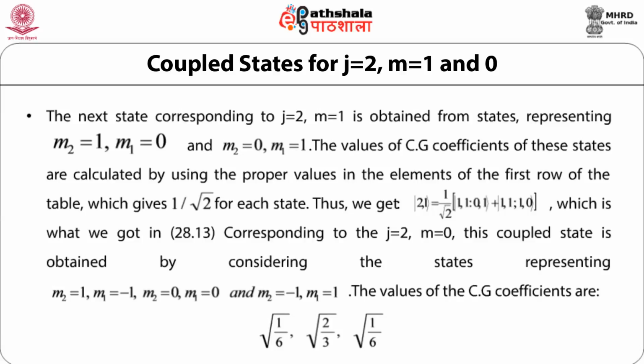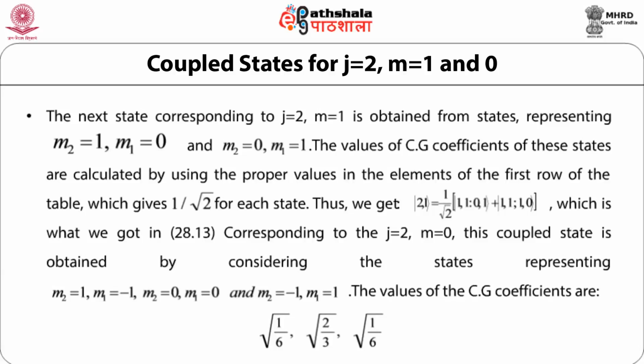Now corresponding to the other case, when the value of the total angular momentum j is 2 and the value of the magnetic quantum number m is 0, this coupled state is obtained by considering the states representing m2 equal to 1 and m1 equal to minus 1, that is one case, then m2 equal to 0 and m1 equal to 0, this is the second state, and the third state is m2 equal to minus 1 and m1 equal to 1.